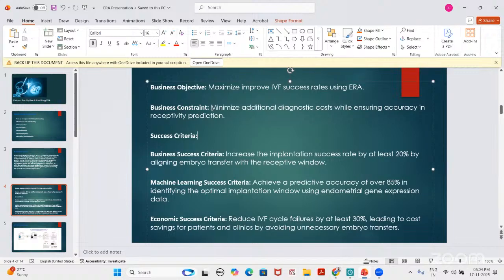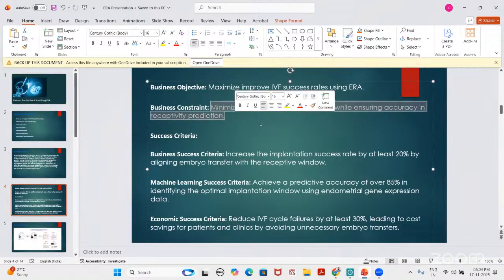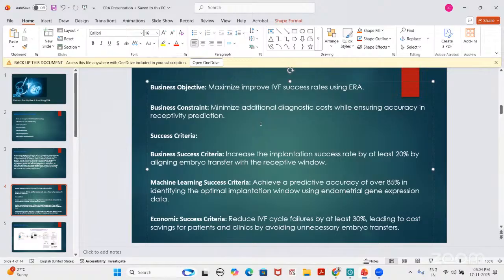And the business constraint which we have is to minimize the additional diagnostic cost while ensuring the accuracy of receptivity prediction. As I told earlier, whenever someone goes through IVF, it is costly. So we are trying to minimize the diagnostic cost using ERA, the endometrial receptivity array, which will help us to identify the receptivity.